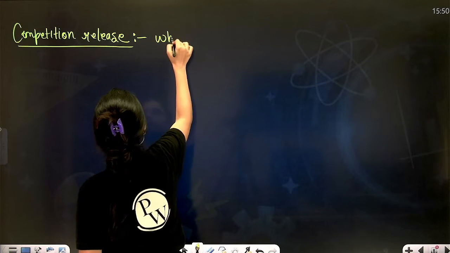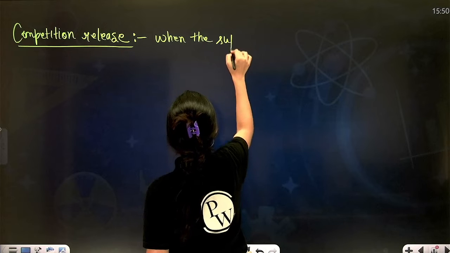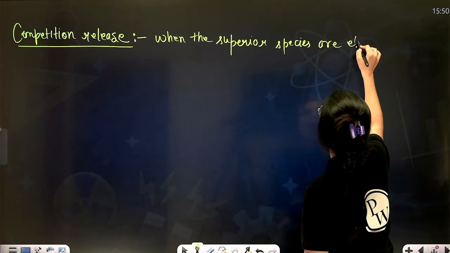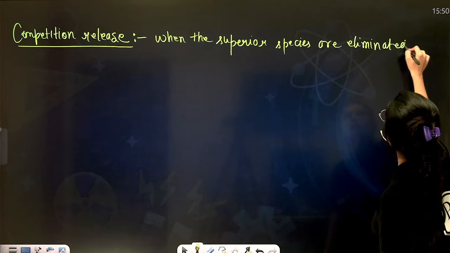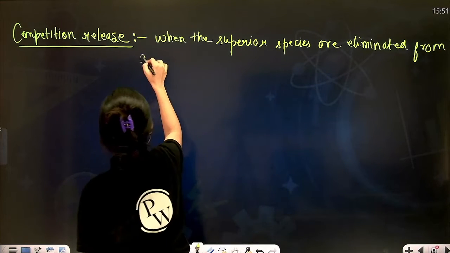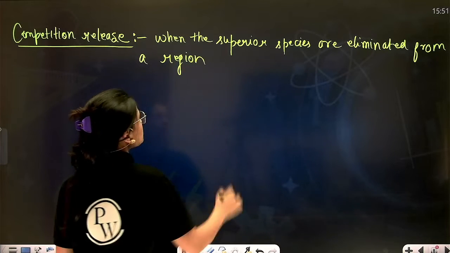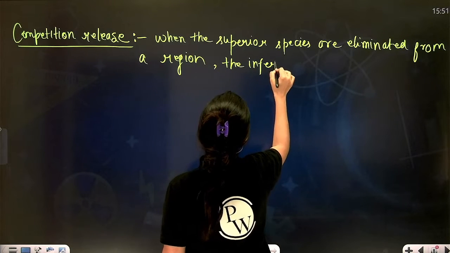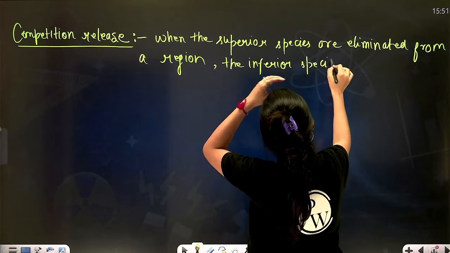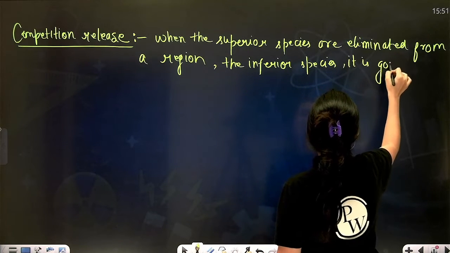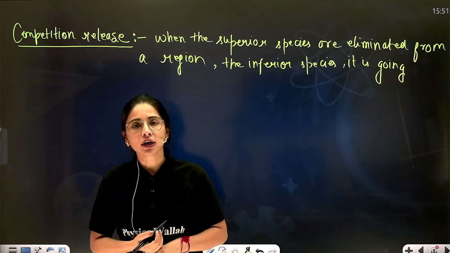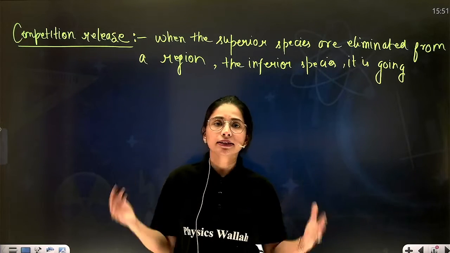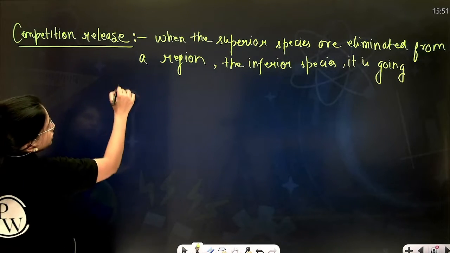Correct? So when the superior species are eliminated from a region, the inferior species flourish. The inferior species, beta, is going to flourish. One example is given of barnacle. A stronger barnacle, when it was removed from Scotland, then the weaker barnacle, that is Chthamalus, started growing hugely. It is going to flourish.